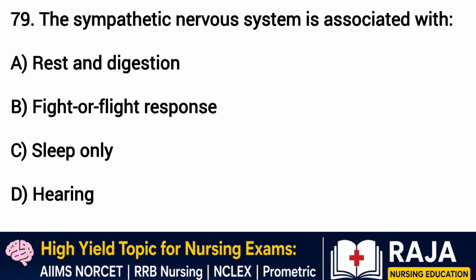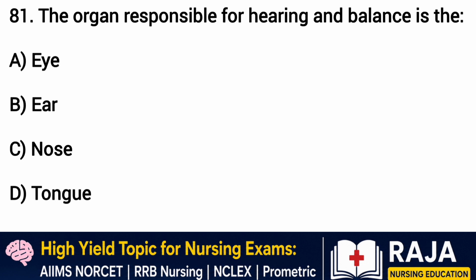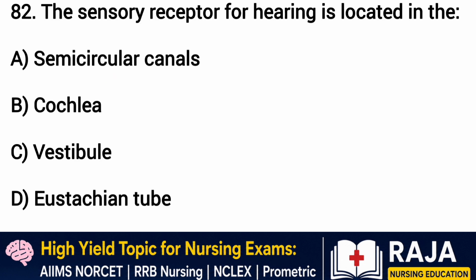The sympathetic nervous system is associated with. The answer is B. Fight or flight response. The parasympathetic nervous system is associated mainly with. The answer is B. Rest and digest. The organ responsible for hearing and balance is the. The answer is B. Ear. The sensory receptor for hearing is located in the. The answer is B. Cochlea.